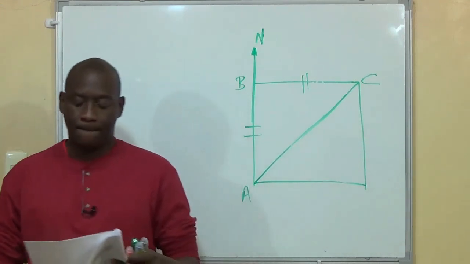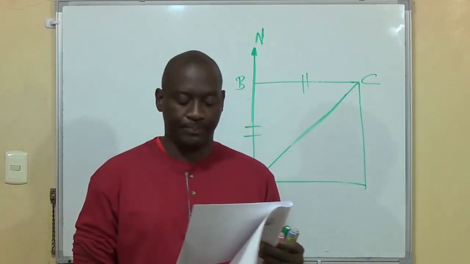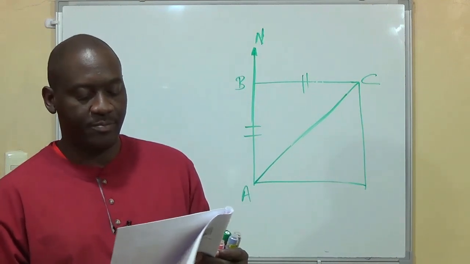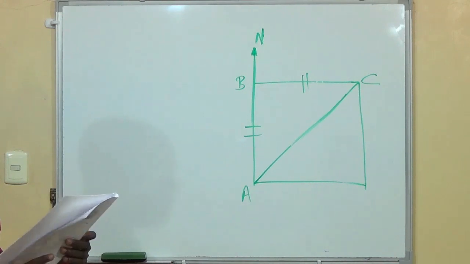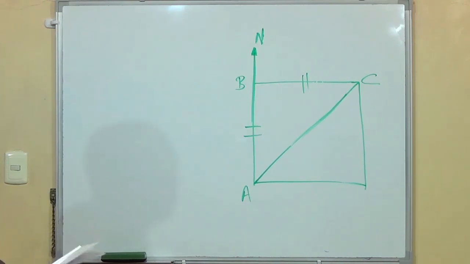In the diagram, B is due north of A. C is east of B. And AB is equal to AC. What is the bearing of A from C?